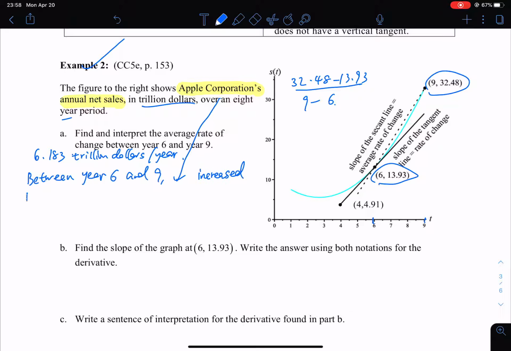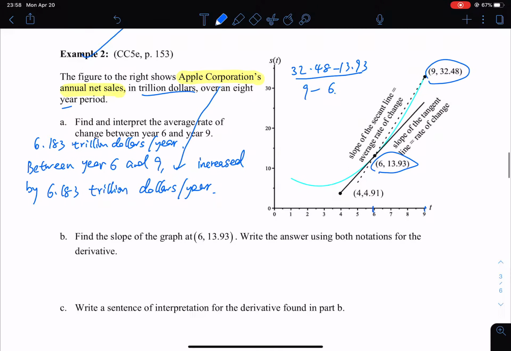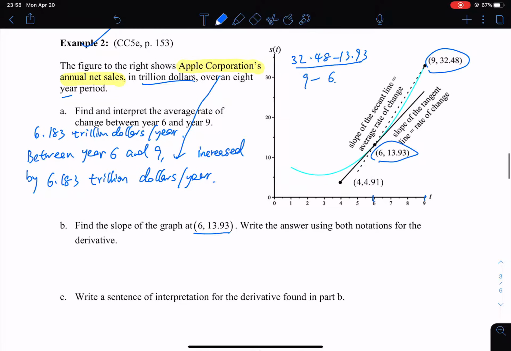Increased by how much? Increased by 6.183 trillion dollars per year. So this is the interpretation. And example B, find the slope of the graph at this point.